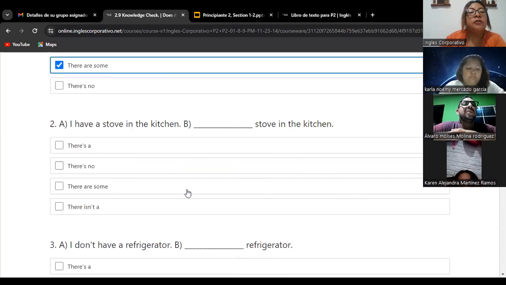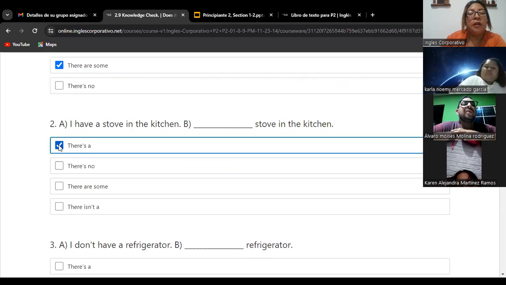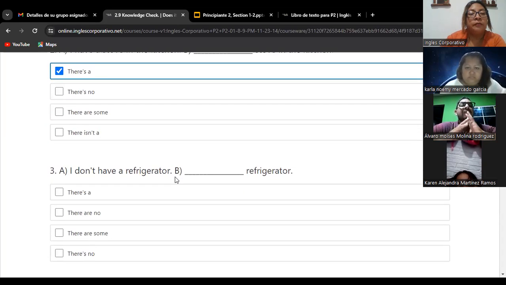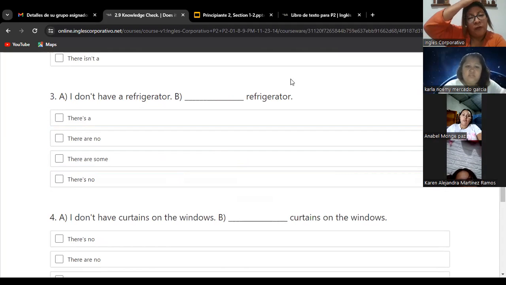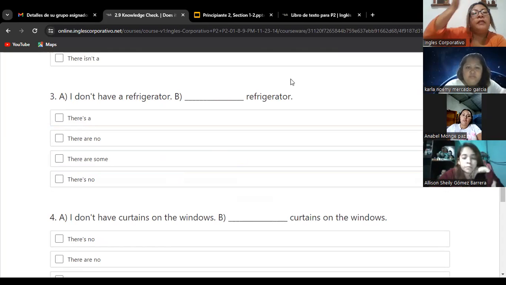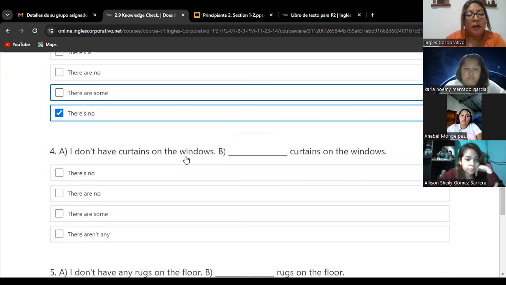Okay, I have a stove in the kitchen. There is a stove in the kitchen. Or there's, there's a stove in the kitchen. I don't have a refrigerator. There's no refrigerator. Okay. Correcto. O sea, aquí es que, o sea, yo no tengo, no hay en ninguna parte de la casa.